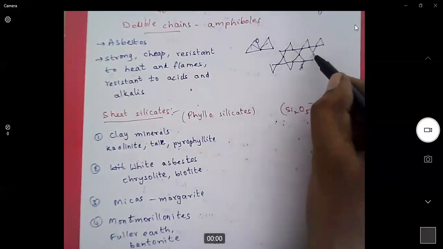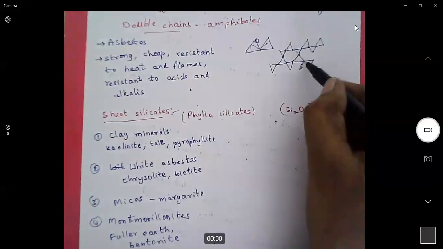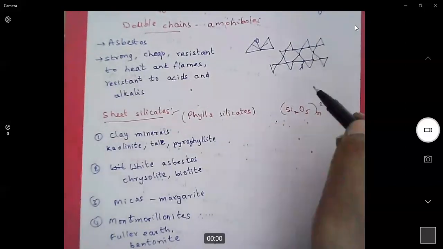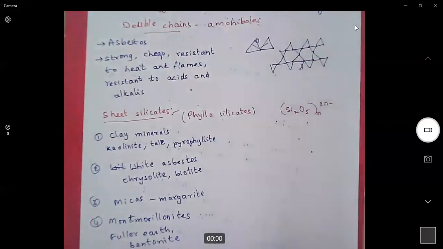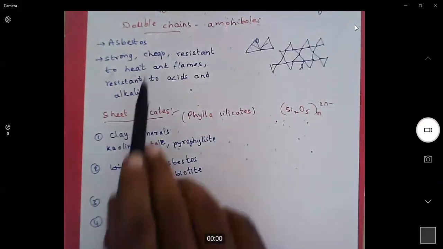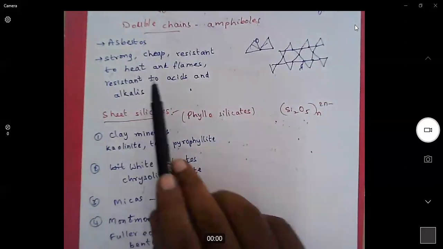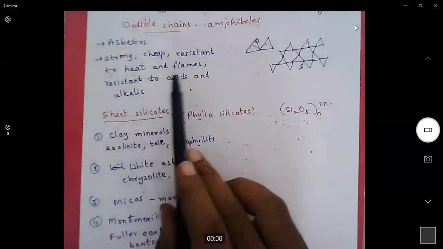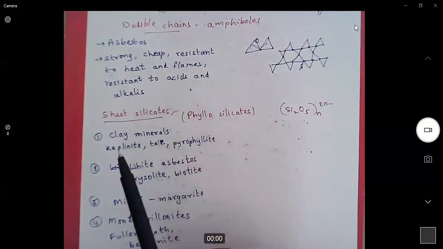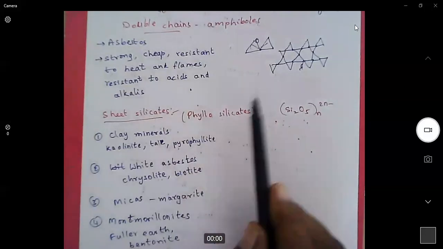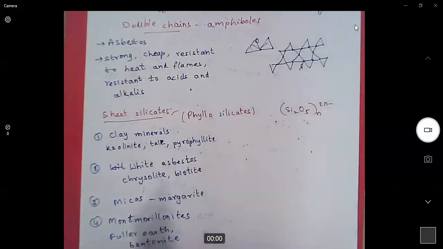So these are called amphiboles, double chains. The best example for double chains is asbestos. These are very strong materials and cheap. They are resistant to heat and flames. They are resistant to acids and bases also. So that is where asbestos generally finds many applications.